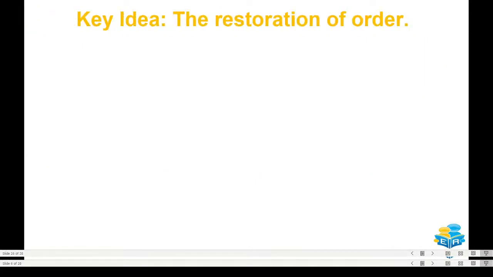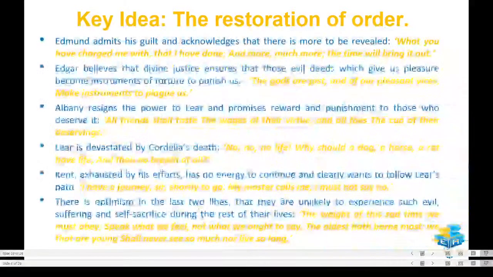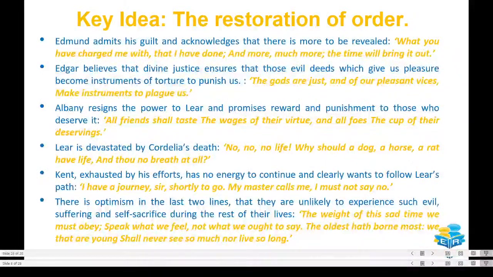So again, this key idea, the restoration of order, and I am coming to the end of my session today, don't worry. This restoration of order, what do we learn from it? What's happened? What was the point of it all? Edmund admits his guilt, so I'm not going to read that. There is one here in particular that I do want to read.